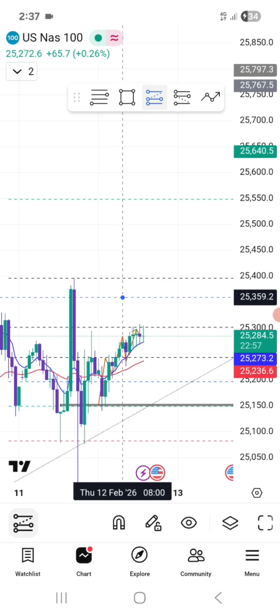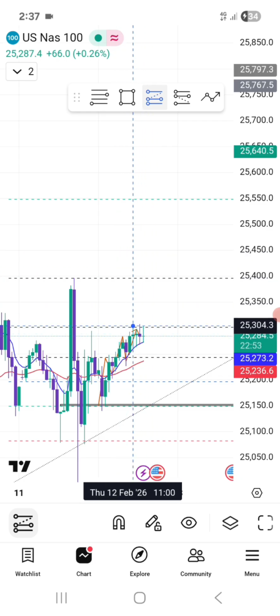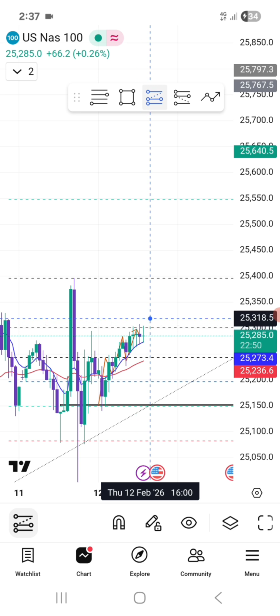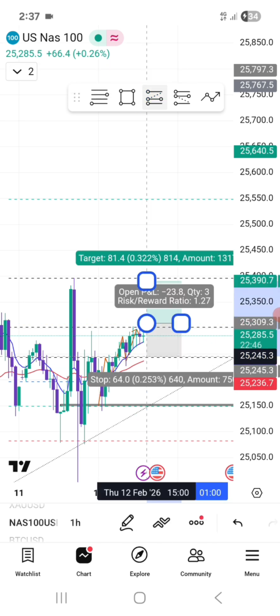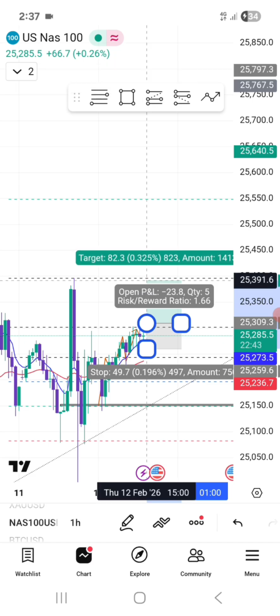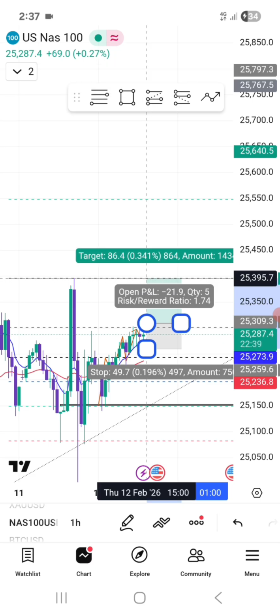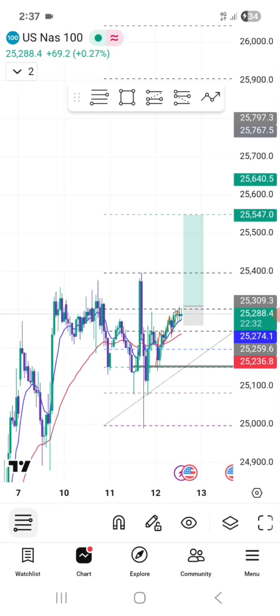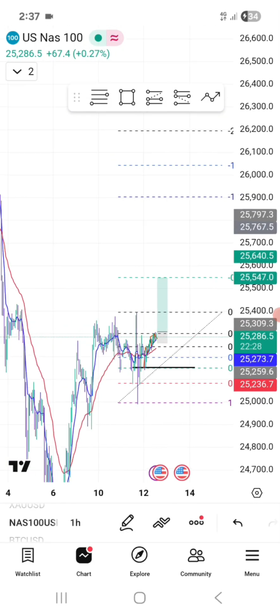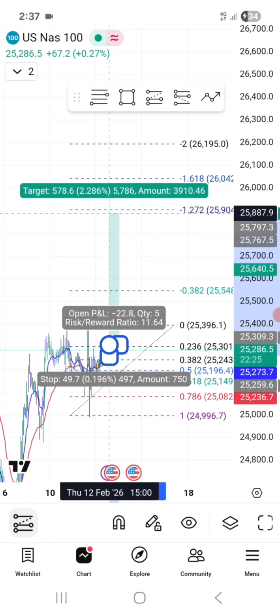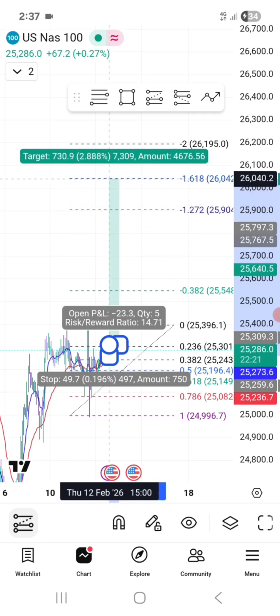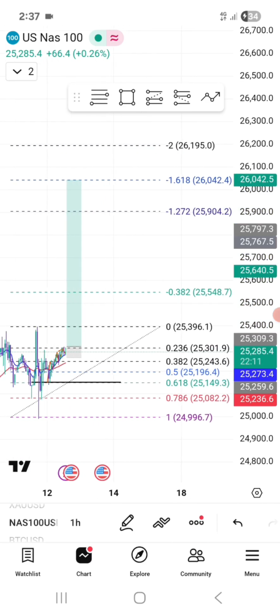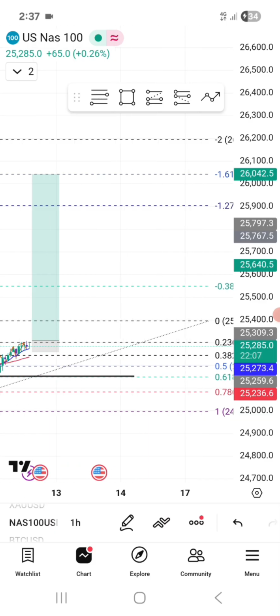Possibly, once it breaks this minor level of resistance, we will enter here and then possibly target this 0% of our Fibonacci level, our first extension. We can use our TPs for deeper extensions, for example minus 2.72% or minus 1.618%, but this is for swing trades. Usually we will not use this for day trading. So this is roughly how we plot Fibonacci.